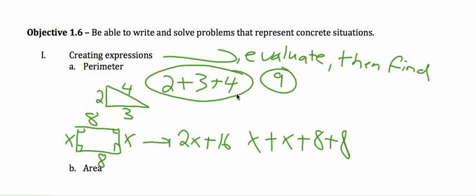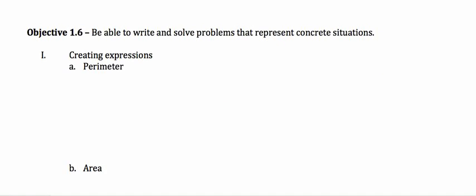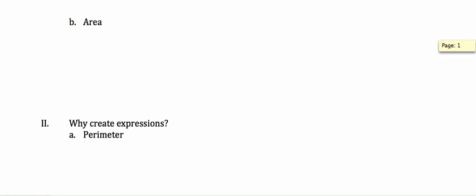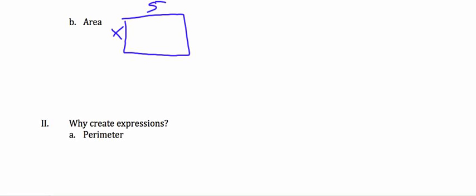Let's look at area for a second. We're only going to focus on areas of rectangles and squares for right now, just because that's the easier formula to understand. So what would be an expression for the area of this particular rectangle? Well, you multiply length times width, so it would be 5 times x, or simply 5x. That would be your expression.